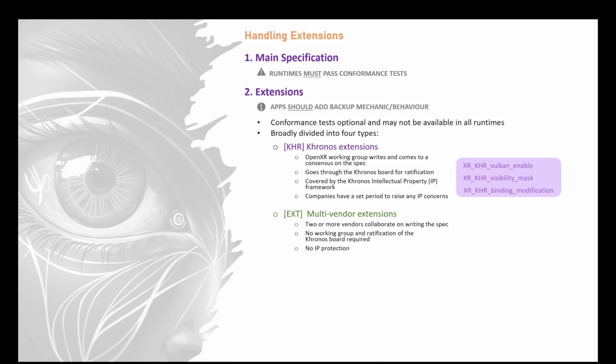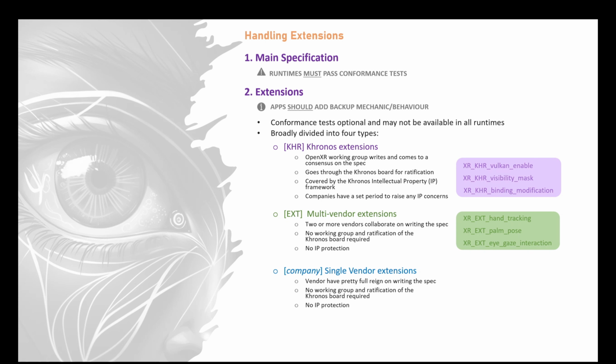Another type is multi-vendor extensions. So they have the designation EXT at the beginning of the name. These are typically worked on by a couple or more vendors writing and collaborating on the spec. There's no working group ratification or approval by the Khronos board required for this. And consequently as well, there's no IP protection for the multi-vendor extensions. Samples of these are hand tracking, the palm pose, and eye gaze interaction.